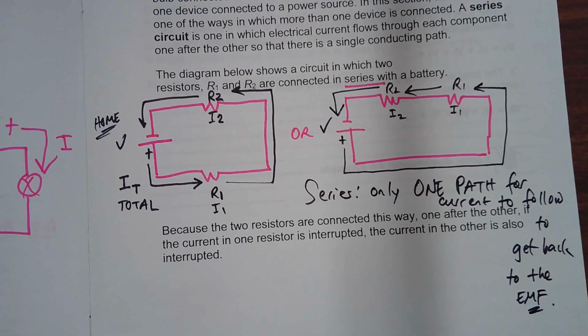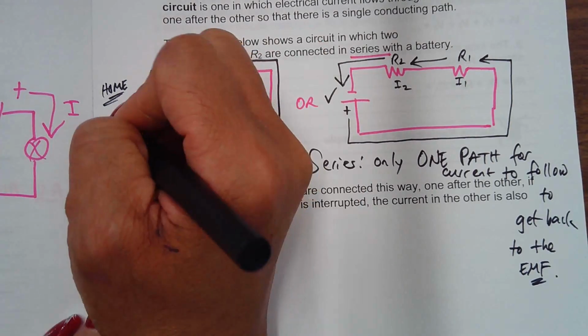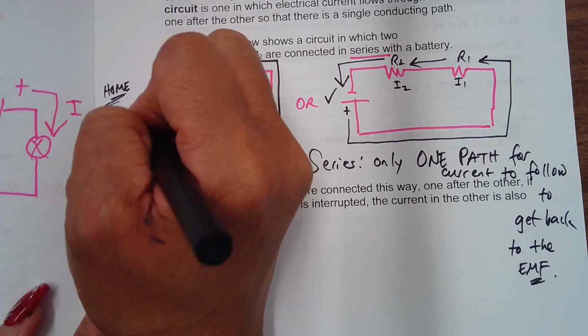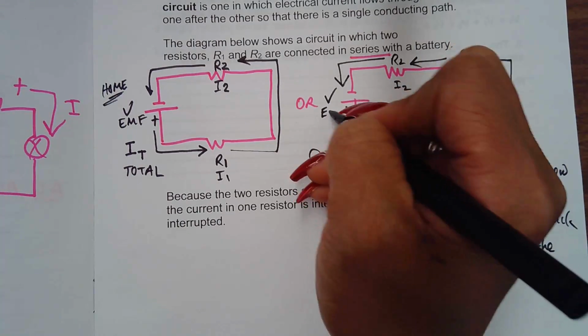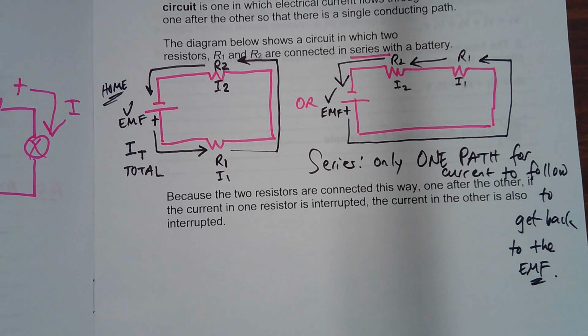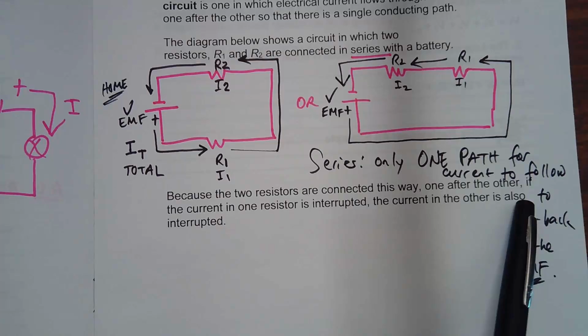What do I call EMF? From now on, I'm going to call that EMF. What's the EMF? The V. So this is the EMF right here, the source of the power. The power source is the EMF. So you put the voltage right here. If you only have one path to follow, then this is a series circuit, because the two resistors are connected this way, one after the other.